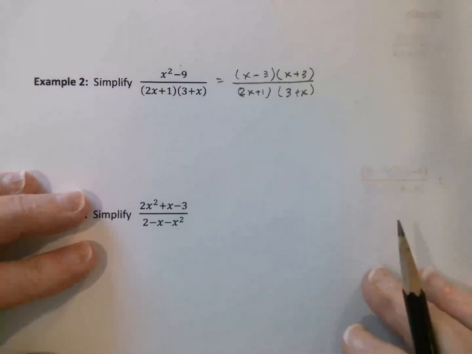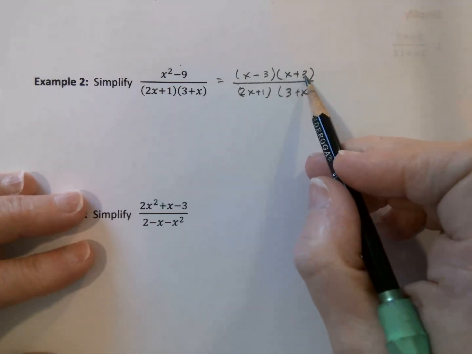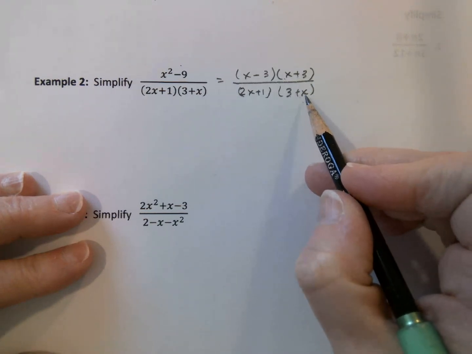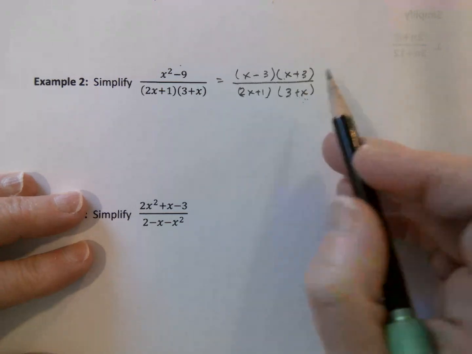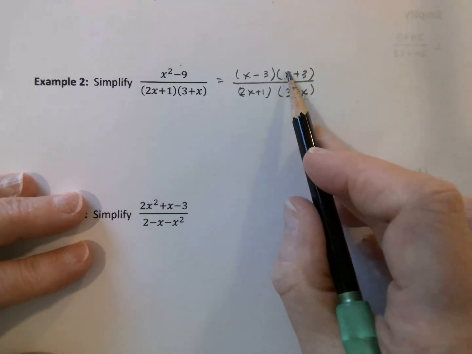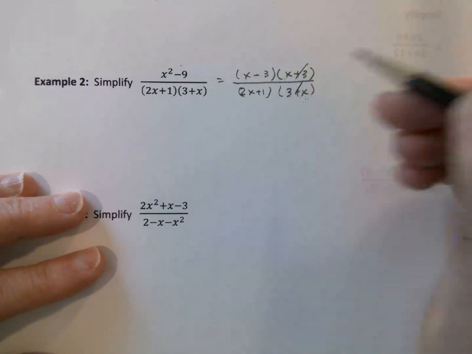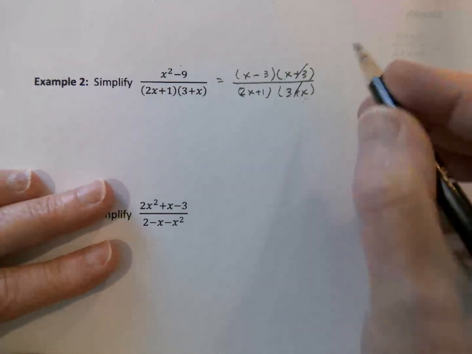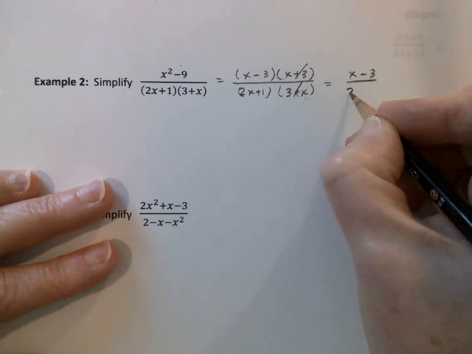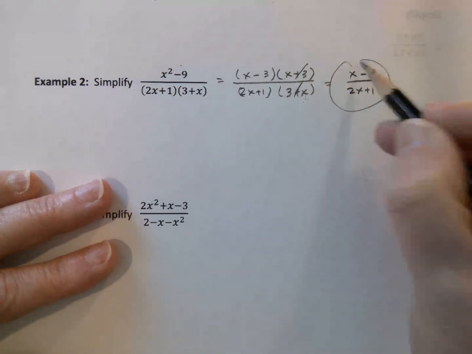So I'm looking to see what factors they have in common. Here I have x plus 3, and here I have 3 plus x. They are the same because addition is commutative. It doesn't matter the order. I could rewrite this as 3 plus x, or x plus 3, and I can rewrite this as 3 plus x. So those will cancel out because they're the same thing. Here, these are not the same, so I'm left with these two factors, and that is my solution.